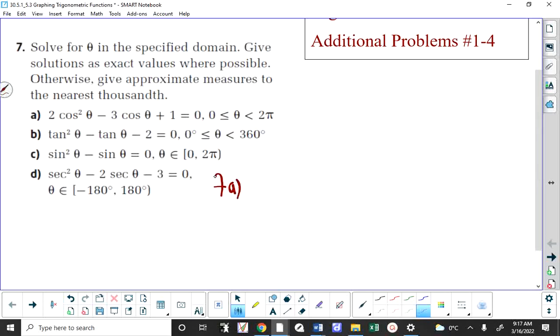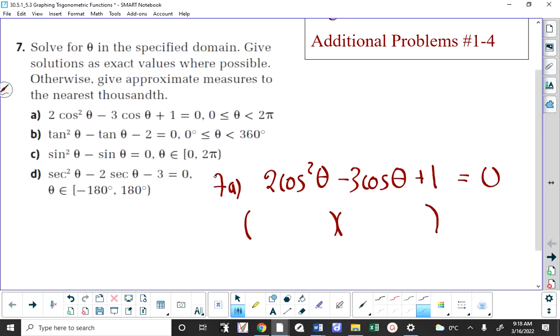7a has 2 cosine squared of theta minus 3 cosine of theta plus 1 equals 0. This is an important little thing. It's not a little thing, it's a big thing. It's important. So as long as you understand that cosine squared of theta means cosine of theta quantity squared, you're in kind of familiar territory of Math 20-1 where you're factoring a quadratic.